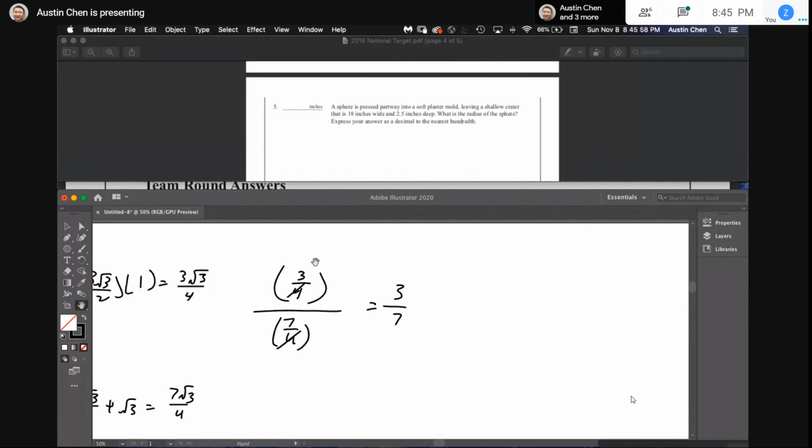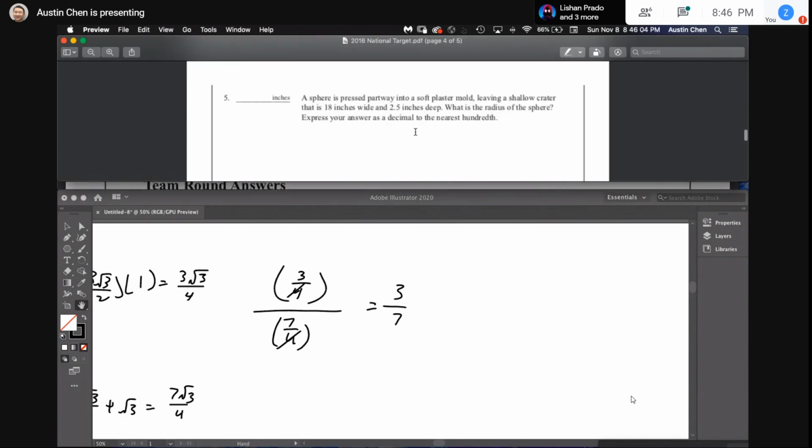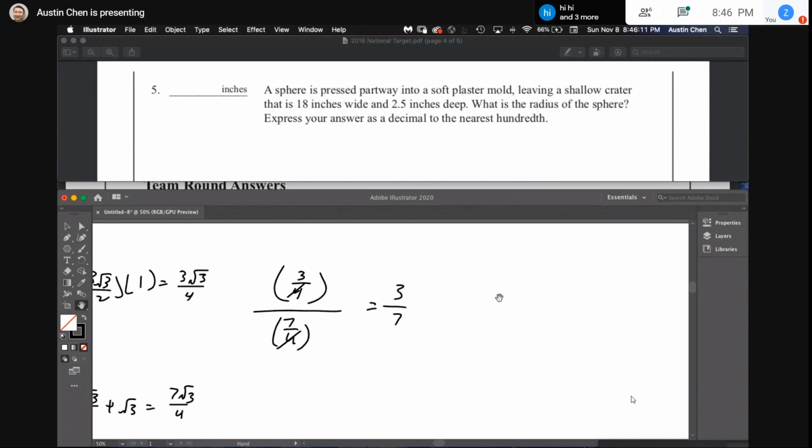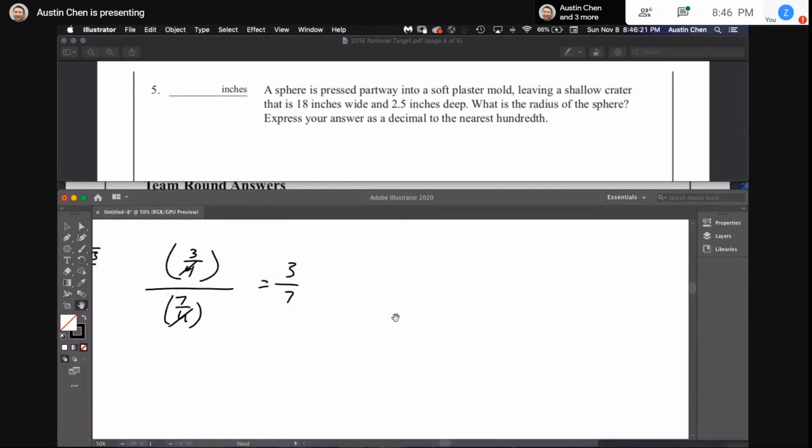Okay, number 5, a sphere is pressed part way into a soft plaster mold, leaving a shallow crater that is 18 inches wide and 2.5 inches deep. What is the radius of the sphere? Express your answer as a decimal to the nearest hundredth.